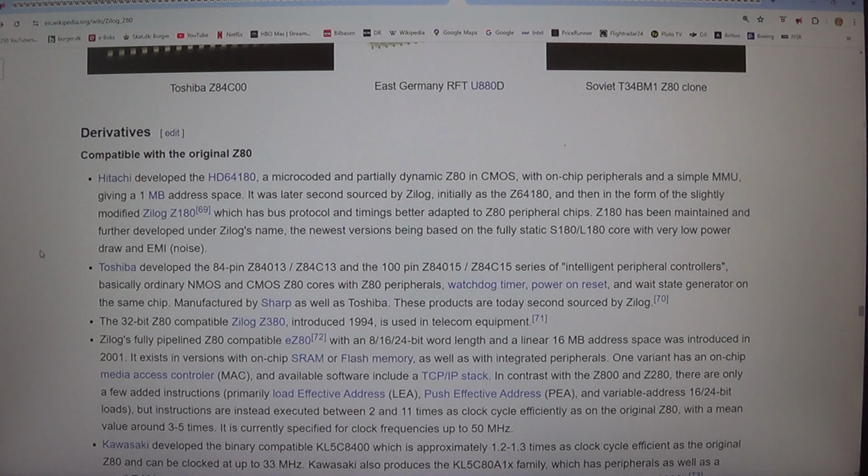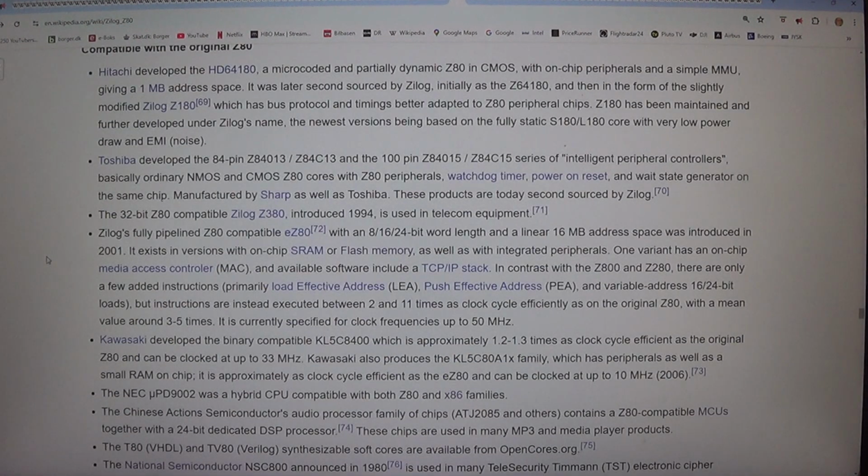2. Toshiba developed the 84-pin Z84013/Z84C13 and the 100-pin Z84015/Z84C15 series of intelligent peripheral controllers, basically ordinary MOS and CMOS Z80 cores with Z80 peripherals, watchdog timer, power on reset, and wait state generator on the same chip. Manufactured by Sharp as well as Toshiba. These products are today second-sourced by Zilog.